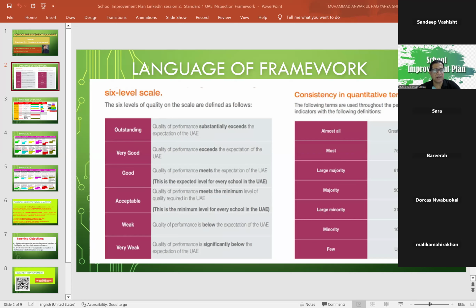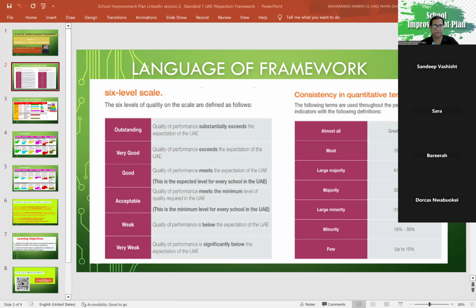Is there any question anyone has related to this language of the framework? Because this is the most important thing. Whenever you, as a teacher, as an HOD, or as a senior leadership member, do any task related to school improvement planning, these language words must be incorporated in the culture of your school and your institution. If anyone has anything, please ask me in the chat box, or you can directly open the mic and ask.